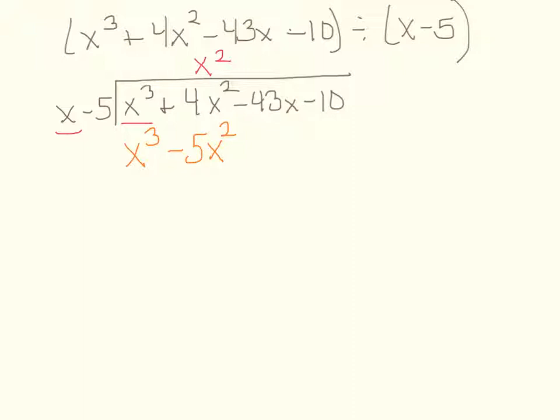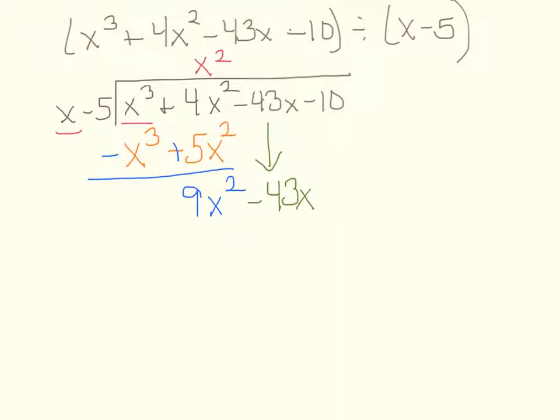Next step is to subtract, or add the opposite. So I find the opposite of each. And then we go to add. So those cancel, and we get 9x squared. And by the way, these should always cancel, or you're not on the right track. Right, then we're ready to bring down. And then we go back and repeat.